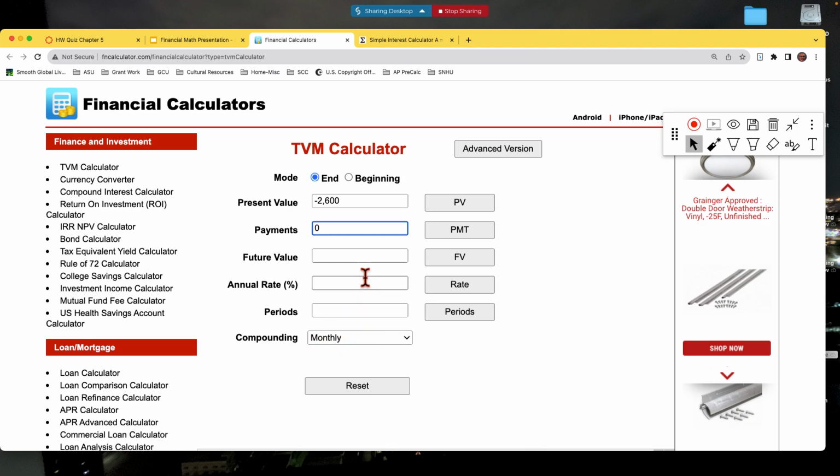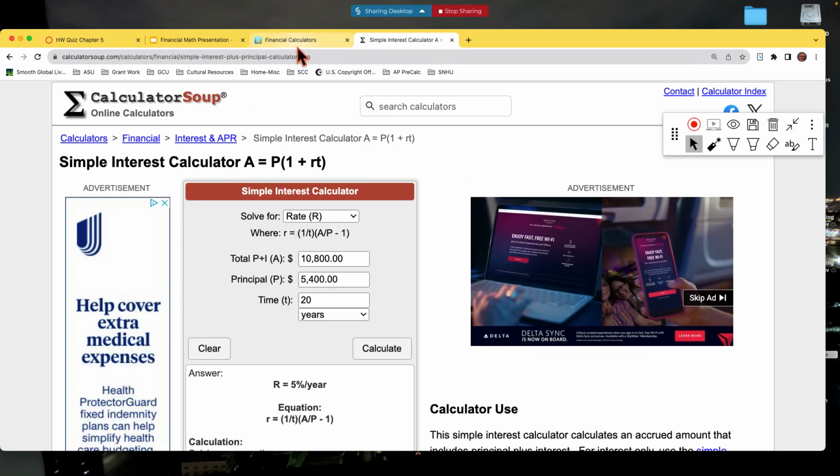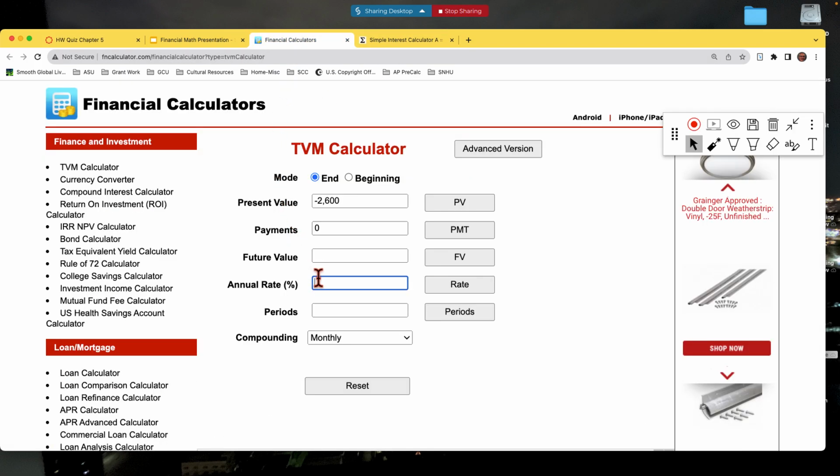That's actually going to be part of a calculation. We're going to calculate the future value, so we don't know that, but we were given an interest rate. They're all 5.4%. So 5.4. Now let's talk about periods.